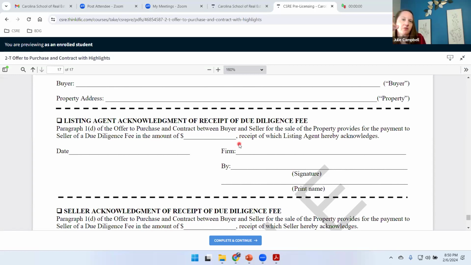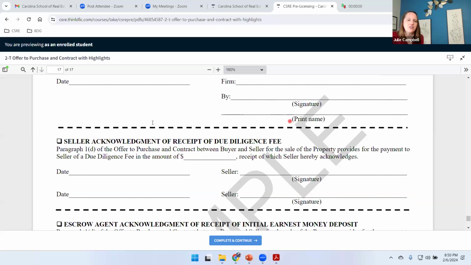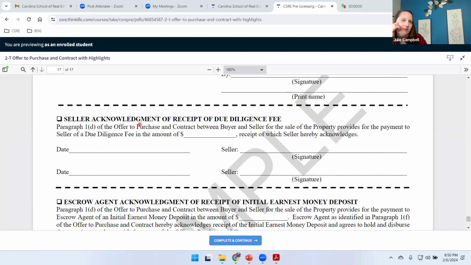There have been cases where the due diligence goes missing. The agent signed it because the buyer's agent was going to drop it off after lunch. So let me just go ahead and sign it so you can pick it up. No, do not sign that you've received it until you have it, until you can touch it. The listing agent then needs to deliver that due diligence fee to the seller. Once the seller receives it, they need to acknowledge receipt.